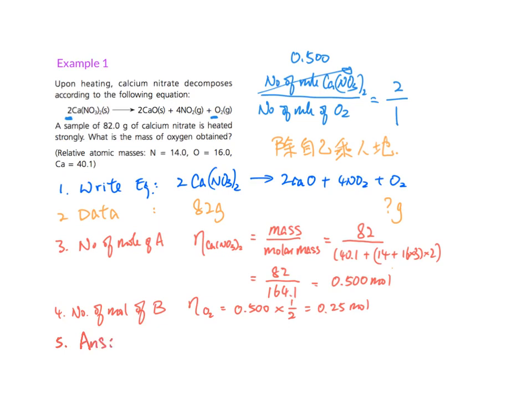Finally, you have to find the answer. We are going to find the mass of O2. The mass of O2 equals 0.25 times the molar mass of oxygen, which is 16 times 2. So the answer for this one is 8 grams. So the first question will be like that.